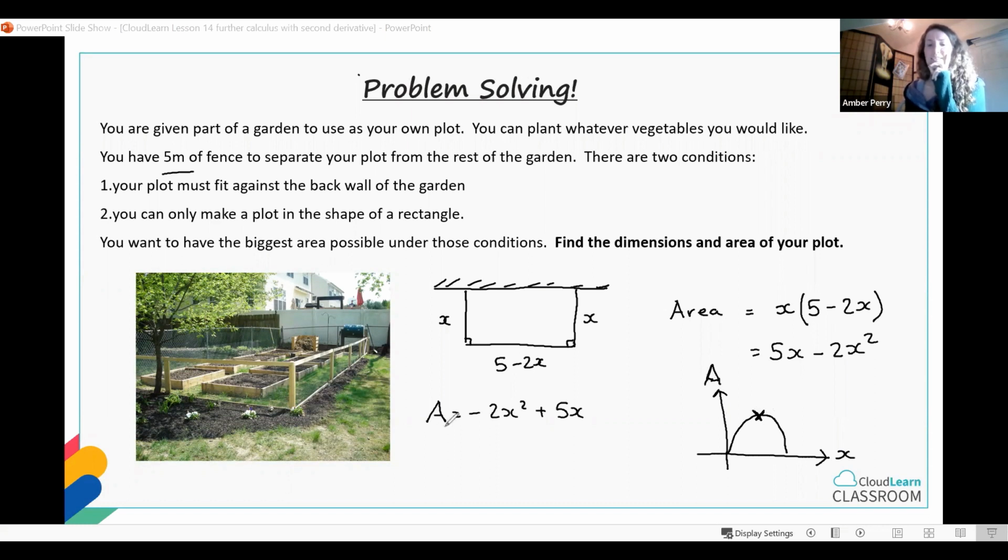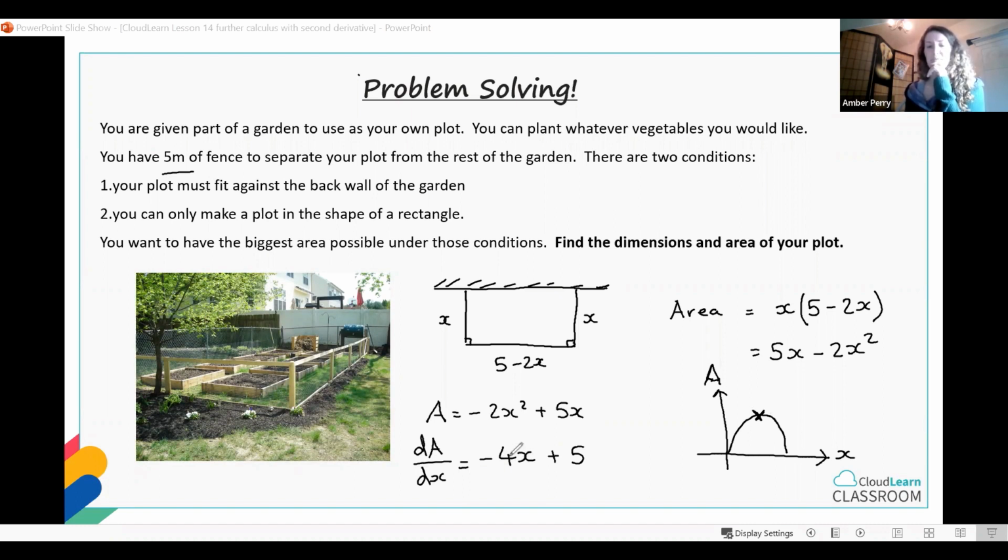And to do that, I differentiate. I find dA by dx. So differentiating, I'm finding the gradient, which is going to be, bring that power down, minus 4x plus 5. So I know that my gradient function is minus 4x plus 5. So all along here, I can find the gradient on that graph by just multiplying x by minus 4 and adding 5.